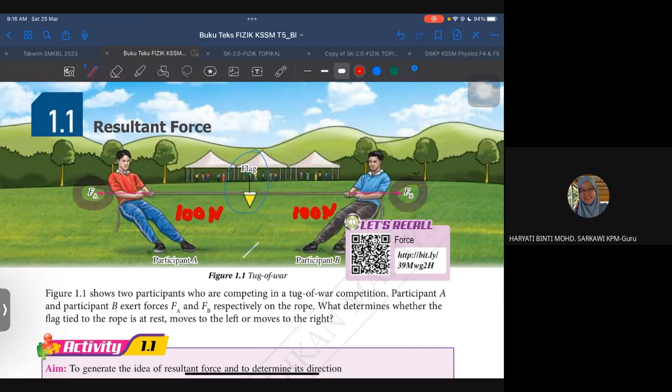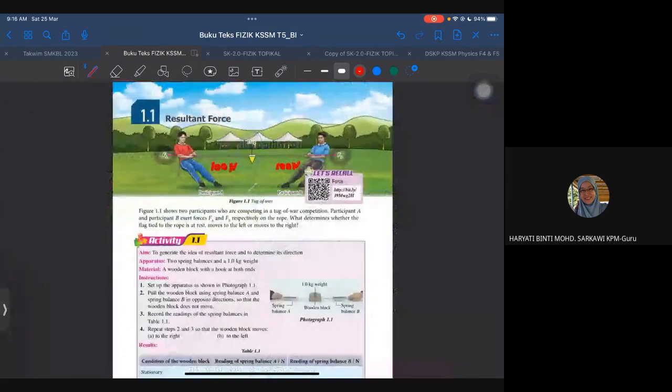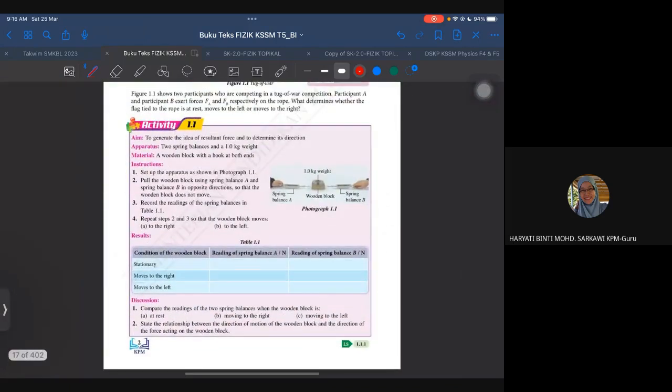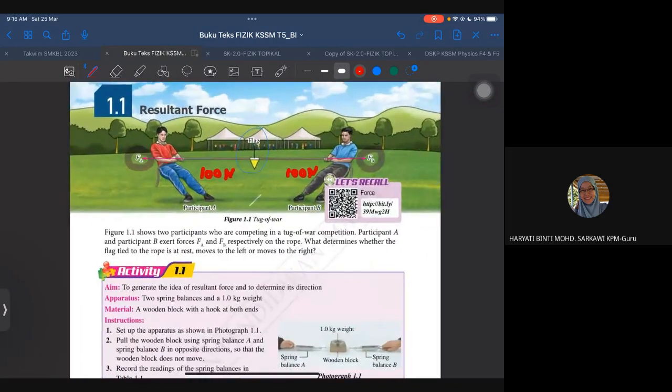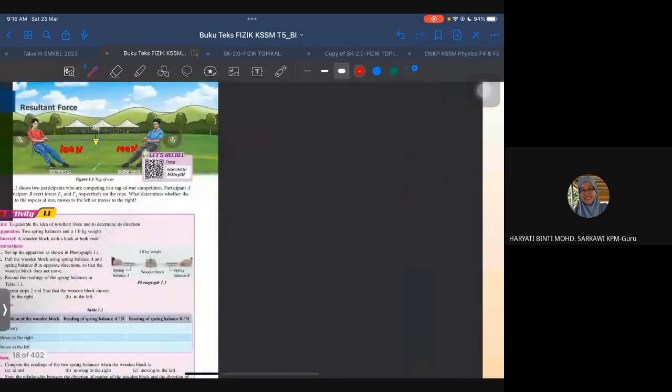When two forces act in opposite directions with the same magnitude, the net force acting on the system is zero. When the net force is zero, the system will be stationary. That's why the flag will not move in this situation. Understand? This is just logic, what you experience in your daily life.